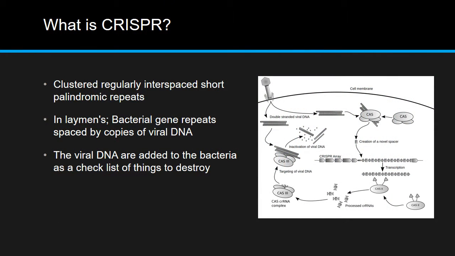Alright, so what is CRISPR? CRISPR stands for Clustered Regularly Interspaced Short Palindromic Repeats. That doesn't really mean much to us, but in layman's terms, it means there's a bacterial gene repeat that's spaced between copies of viral DNA. And that viral DNA is added into the bacteria as sort of a checklist to know things to destroy in its system.